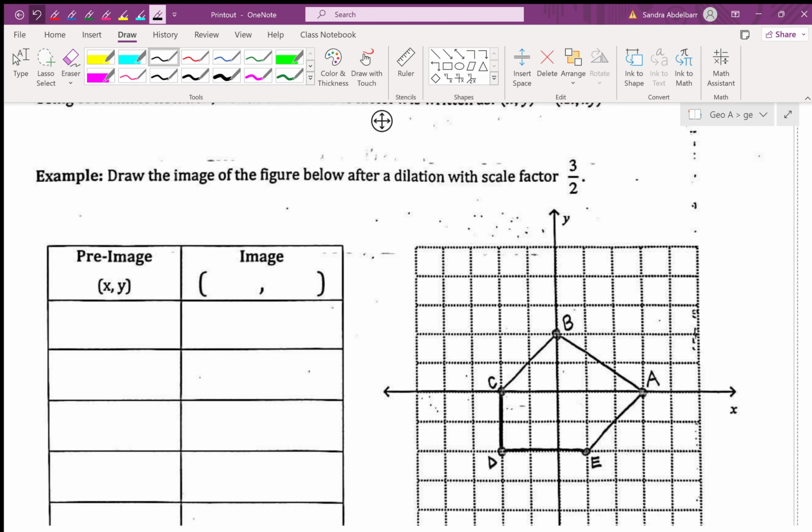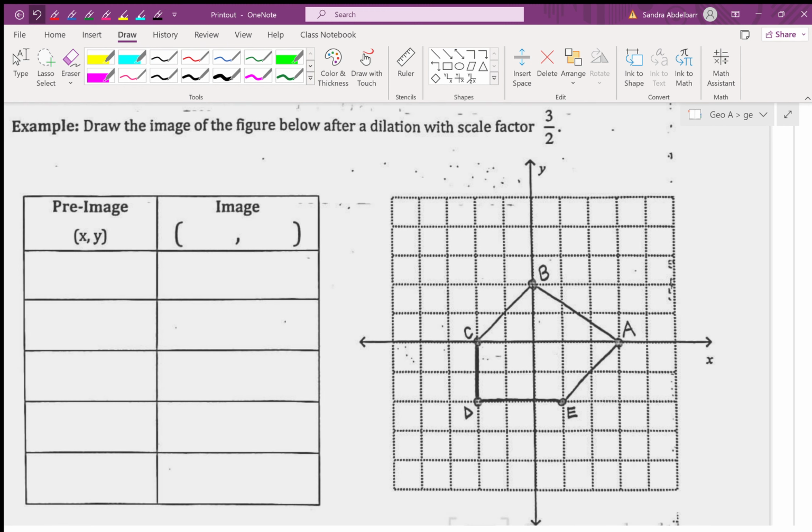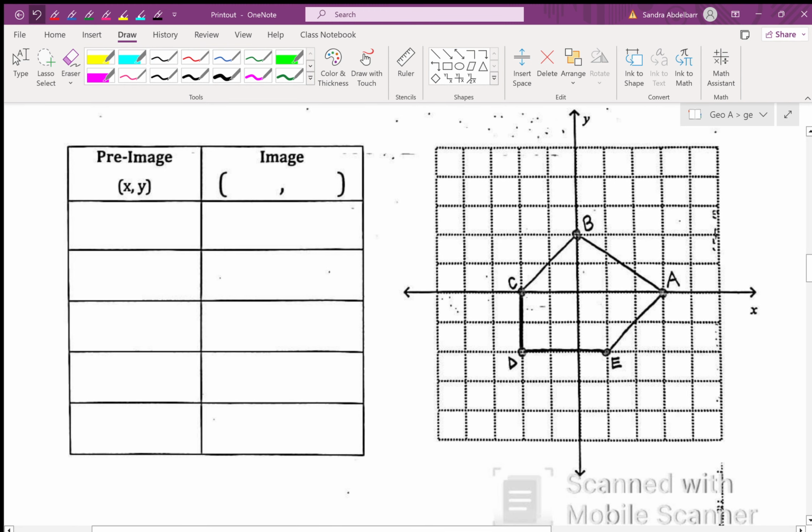How do we figure out how to make it bigger? What you're going to do is, see where it says pre-image and image? Your pre-image is your original figure. Your image is the new figure after the dilation. So we're going to list out the pre-image coordinates.